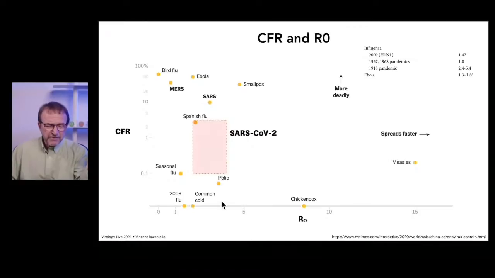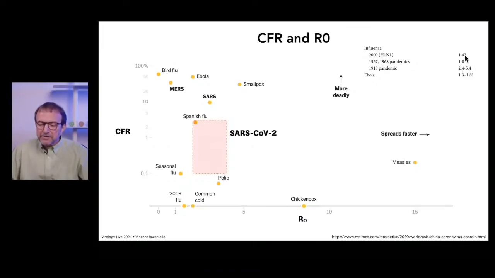You can see some other viruses here. Let's take a look at R naughts. Quite low for seasonal flu, the 2009 pandemic influenza, common cold viruses like rhinovirus, poliovirus. Then we get into the higher ones, the serious players here, chickenpox and measles virus, the highest as far as we know. 15, one person can infect on average 15 other people. Here's smallpox.